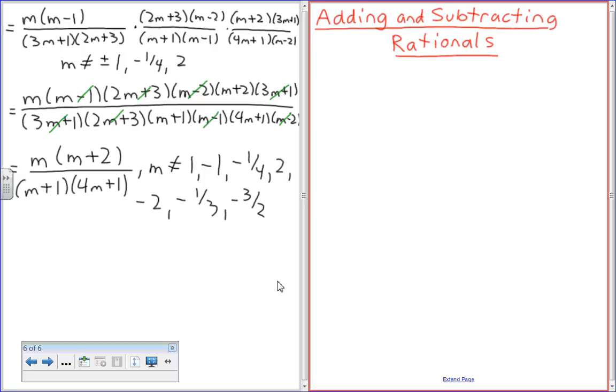This one you guys can do. This is adding and subtracting rationals. It's just like adding and subtracting fractions. When you add and subtract a fraction, what is the first thing you must get? Common denominators. So step one is going to be find a common denominator.